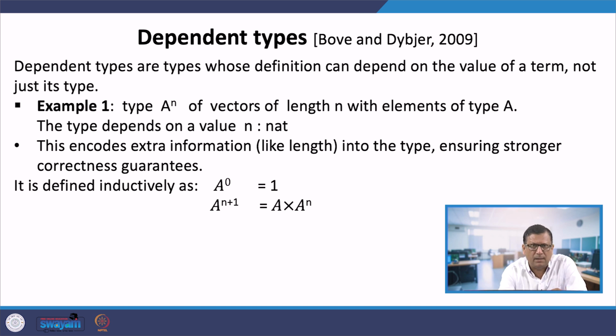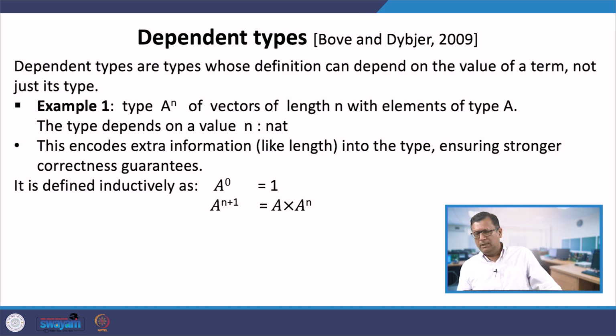So the idea is, suppose we want to work with vectors of length n, where the vector's elements are from some type A. Suppose we say integer. So we have a vector of integers of length n, say vectors of integers of length 3. So we say the type is vectors of length n with elements of type A. Now the type depends on a value. Earlier we were not saying anything like value.